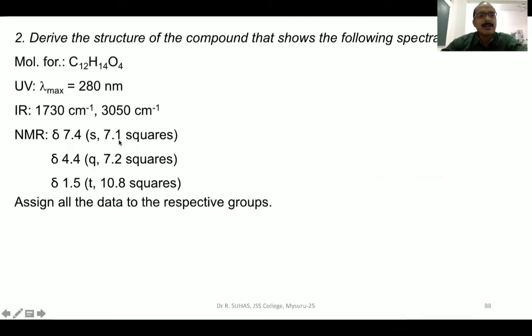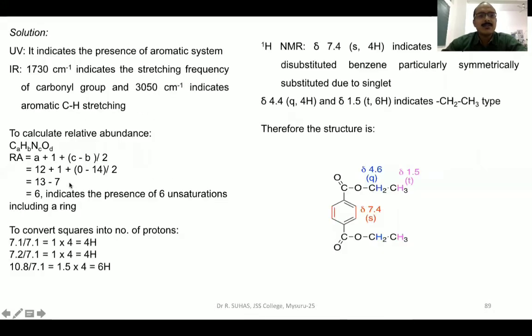Now he has given 3 different types of protons here. We will see delta 7.4. It refers to aromatic protons, and there are 4H. It indicates the presence of a disubstituted benzene ring. If it is singlet 5H, then it is monosubstituted. If it is singlet 4H at delta 7.4, then it should definitely be a disubstituted benzene ring.